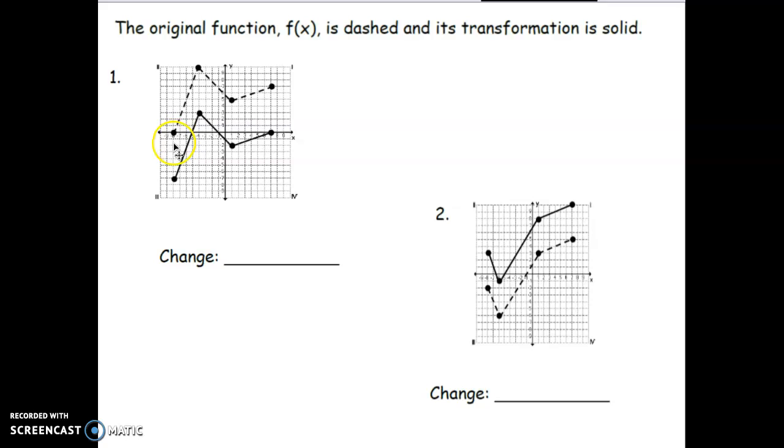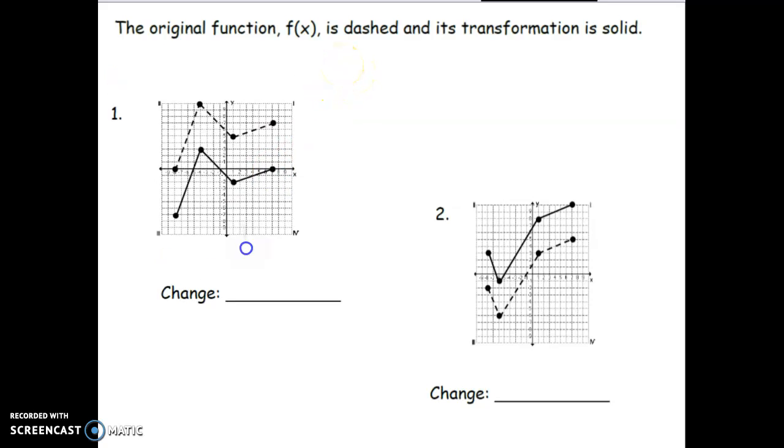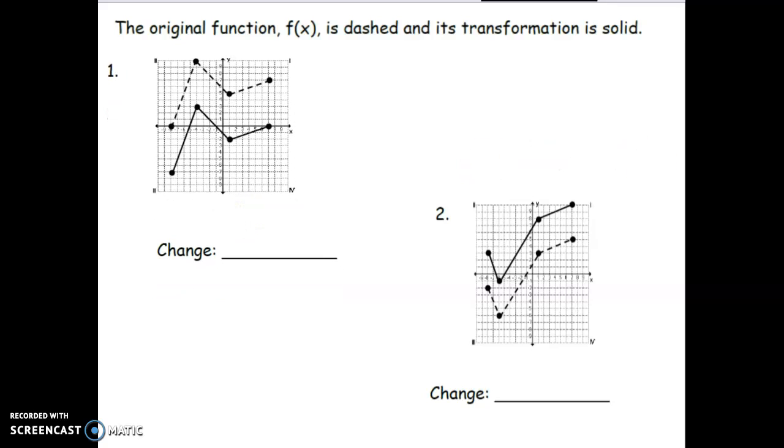I've got 1, 2, 3, 4, 5, 6, 7. Let's try this one: 1, 2, 3, 4, 5, 6, 7. It's important that every point has been moved down the same amount. So the change here is down 7. The way we would write this is f of x minus 7. The whole graph has been moved down 7 units.